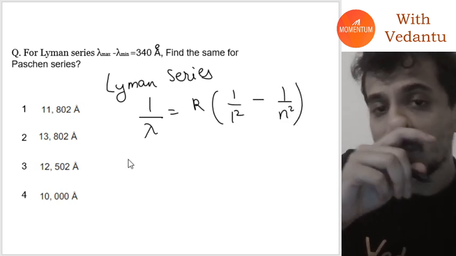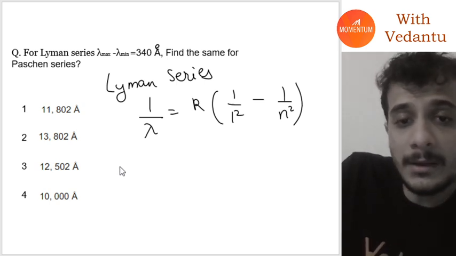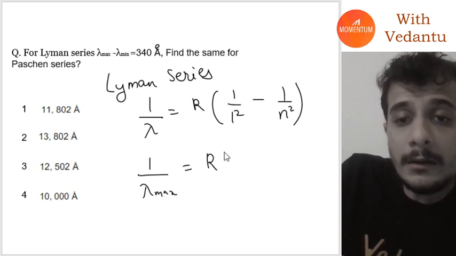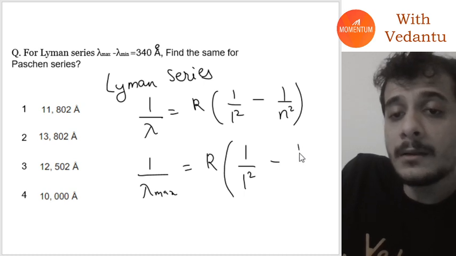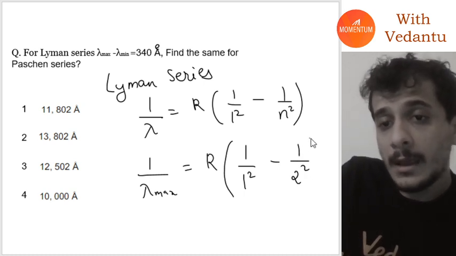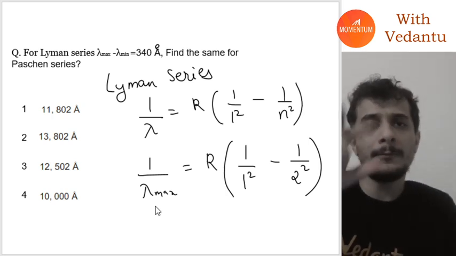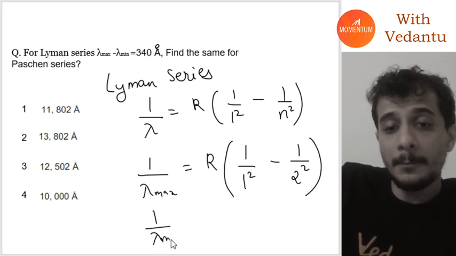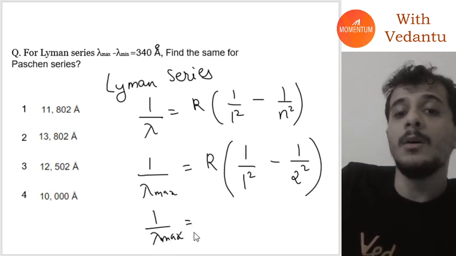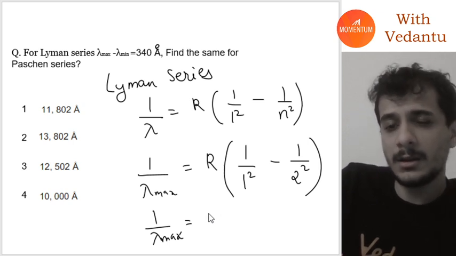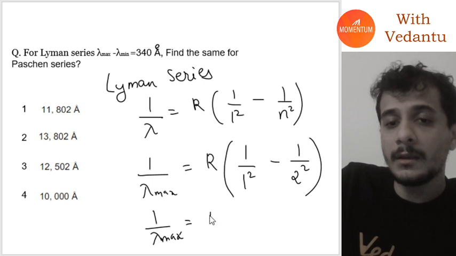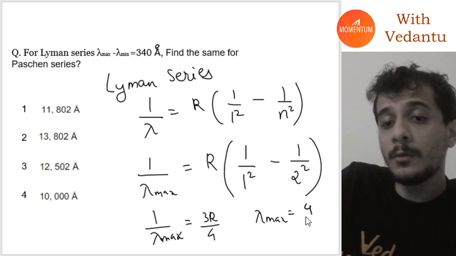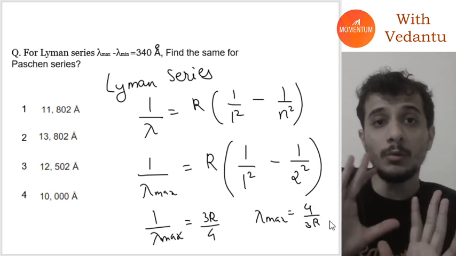Now if I ask you how much will be the lambda maximum here, I can write 1 by lambda maximum will be nothing but R into 1 by 1 square minus 1 by 2 square, because in this case the energy gap will be minimum and therefore the wavelength will be maximum. So 1 by lambda max is R into 3 by 4, or 3R by 4, or I get lambda max is equal to 4 by 3R. I hope everybody understood, guys.